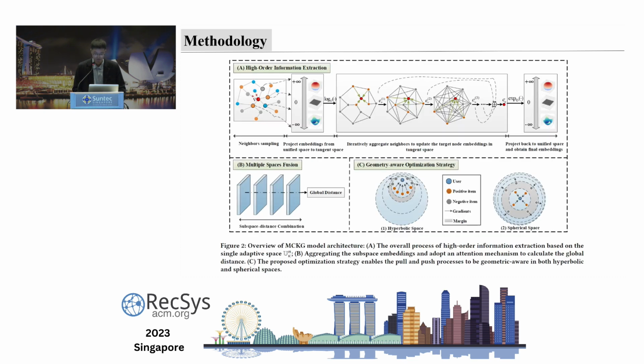Next, we introduce our proposed method, MCKG. This figure shows the overall structure of MCKG, which consists of 3 parts. First, the overall process of high-order information extraction based on the single adaptive space. Second, aggregating the subspace embeddings and adopting an attention mechanism to calculate the global distance. Third, the proposed optimization strategy enables the pull and push processes to be geometric-aware in both hyperbolic and spherical spaces.